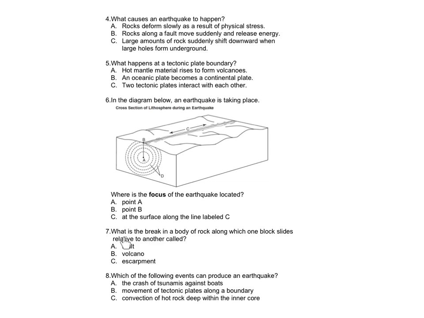Number 7. What is the break in a body of rock along which one block slides relative to another called? A. Fault. B. Volcano. C. Escarpment. Number 8. Which of the following events can produce an earthquake? A. The crash of tsunamis against boats. B. The movement of tectonic plates along a boundary. C. Convection of hot rock deep within the inner core.